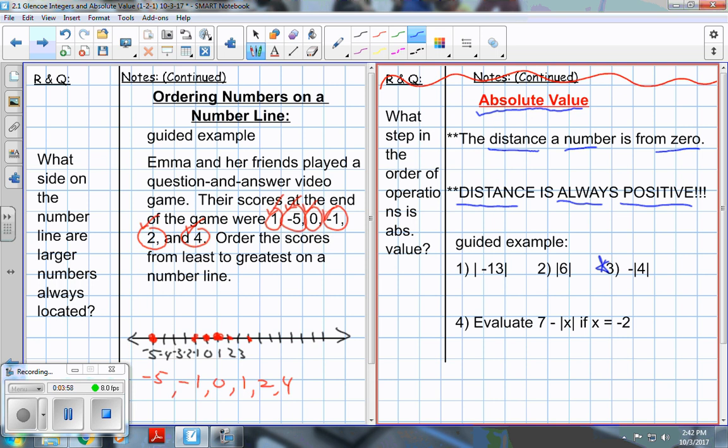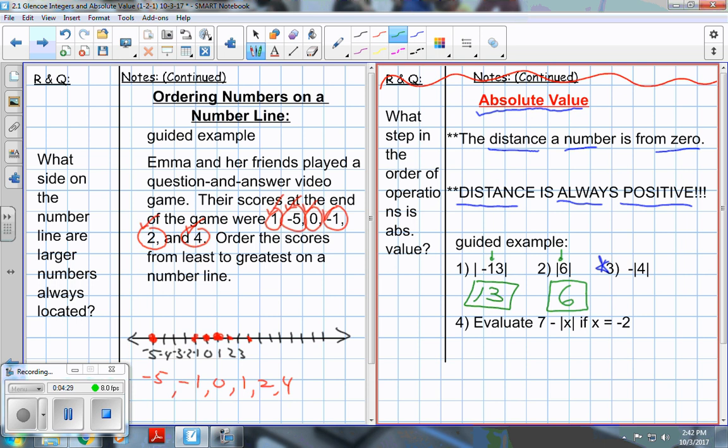So let's start looking at how that applies to example number 1. On question 1, it says, what is the absolute value of -13? So how far is -13 from 0? Yeah, you're right, it's 13. So that's our answer. On number 2, how far is 6 from 0? Yeah, you're right, 6. Notice the answer, this number and this number always came out positive. It's how far it is from 0.